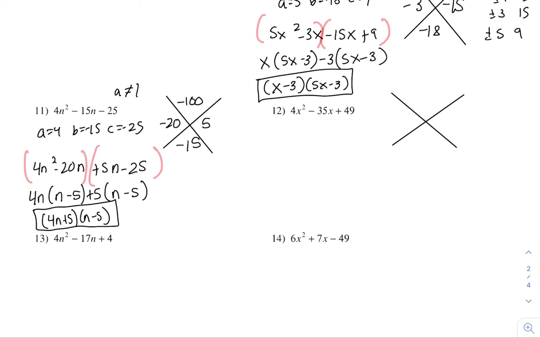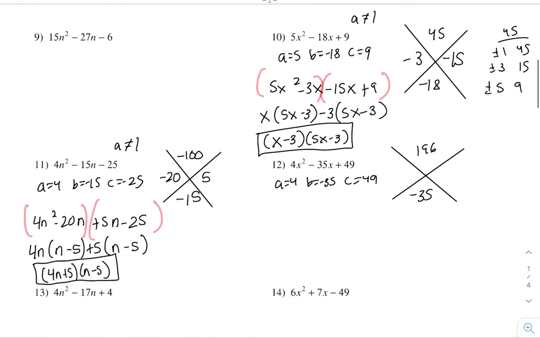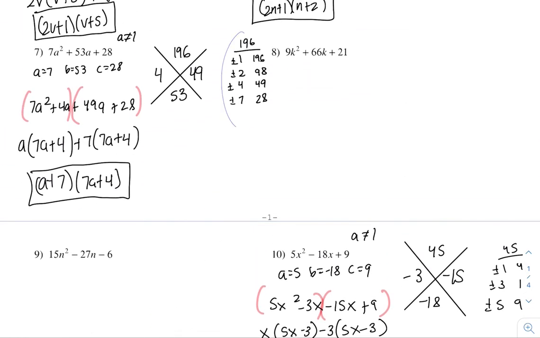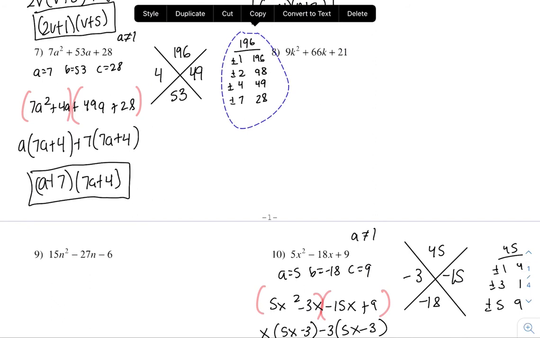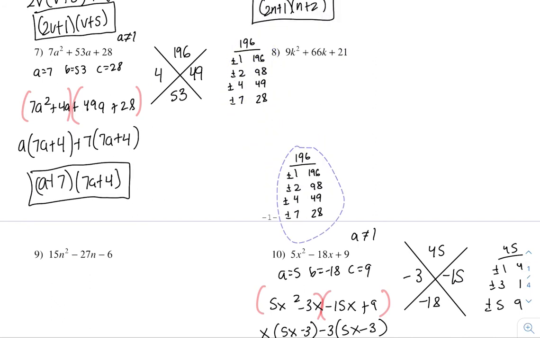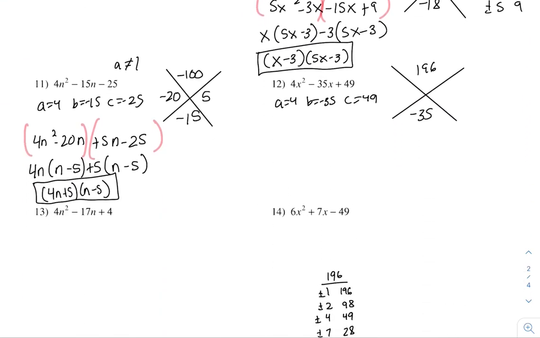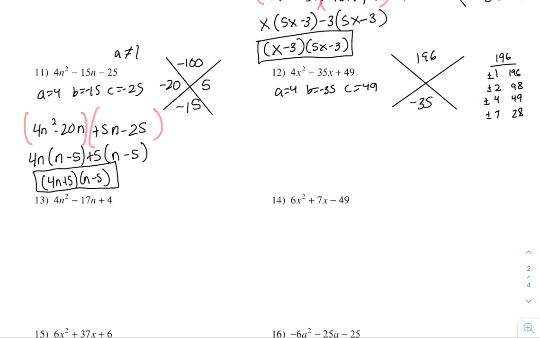Last one. A is equal to 4, B is equal to negative 35, and C is equal to 49. 49 times 4 is 196, and the bottom is negative 35. So I'm going to copy and paste this, because that's the factors from that, really. So I'm going to bring that down. Okay, so two things that multiply to 196, but when added give you negative 35, and that looks to be if we added negative 7 and negative 28 together.